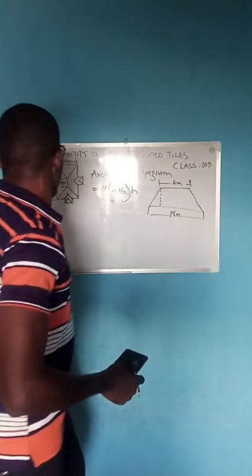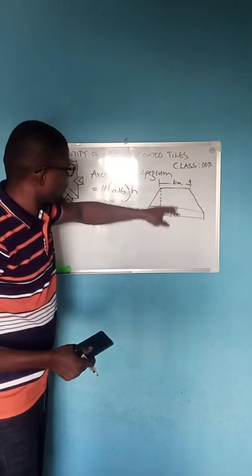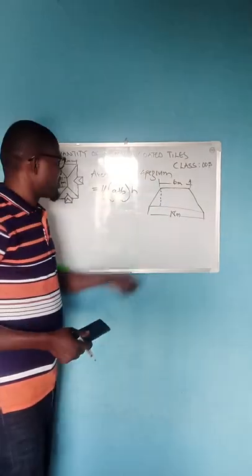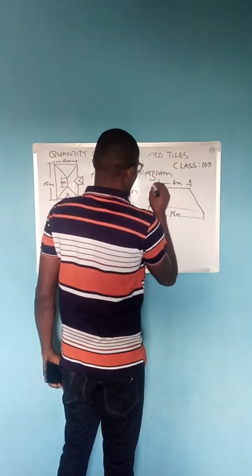Now this is the trapezium. These are the parallel sides, A and B. You can take this as A, and you can take this as B.